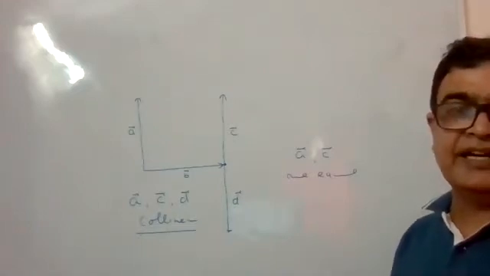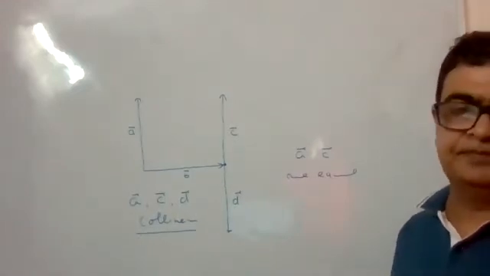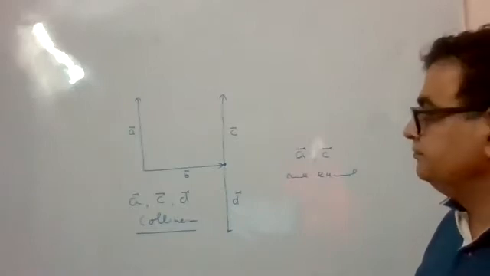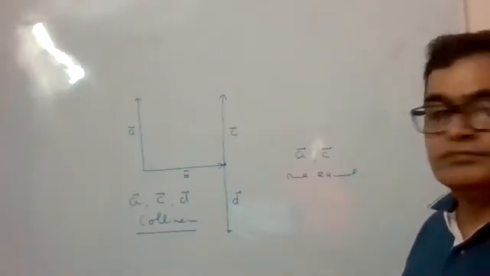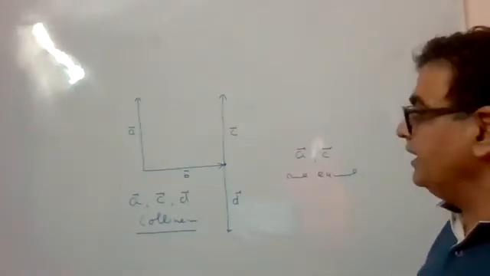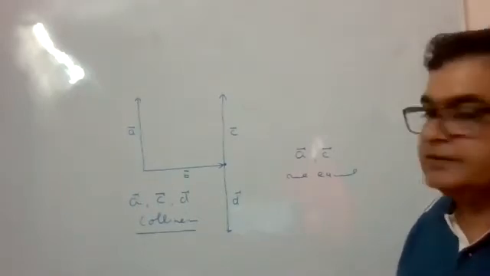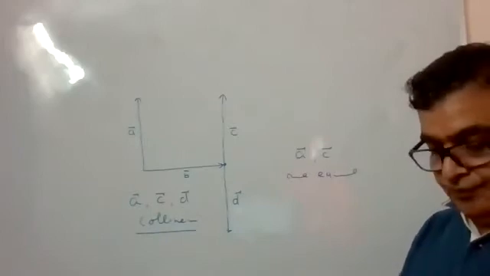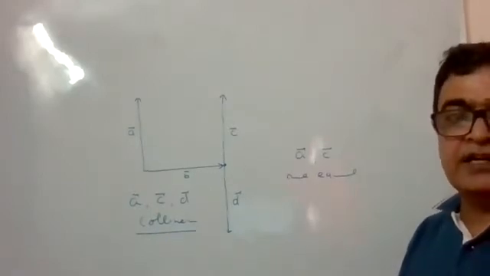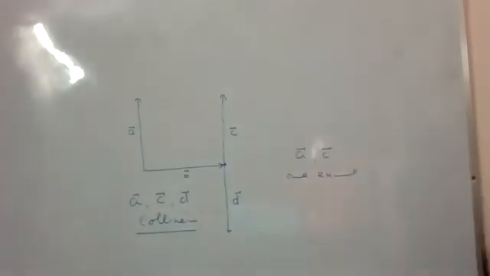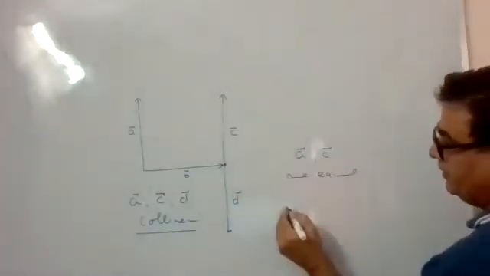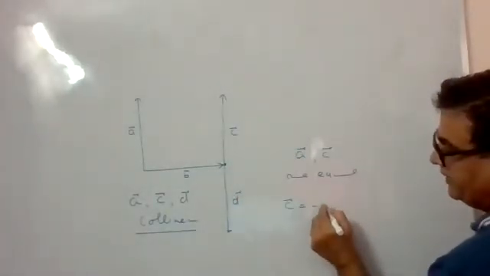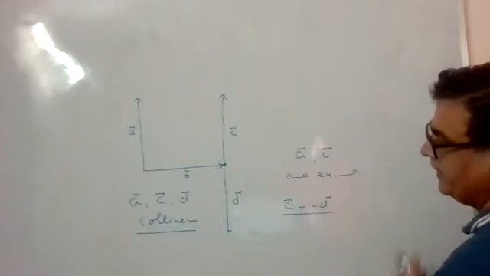Which are negative vectors of each other? Which vectors are negative vectors? C and D. C and D are negative vectors. C vector is equal to minus of D vector. One is the negative of the other.